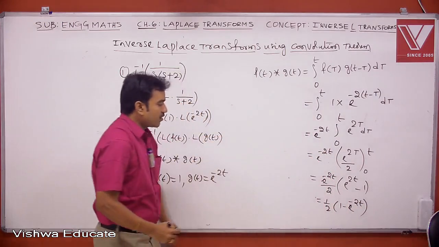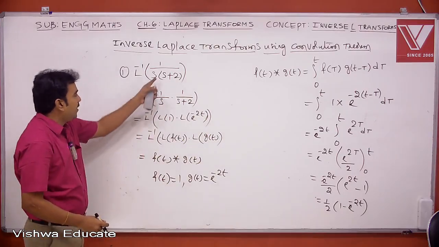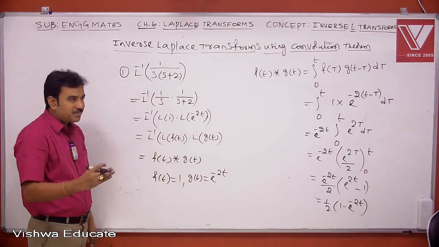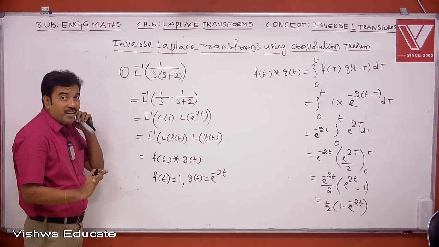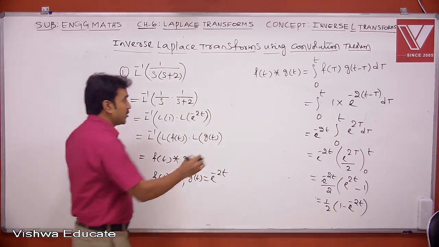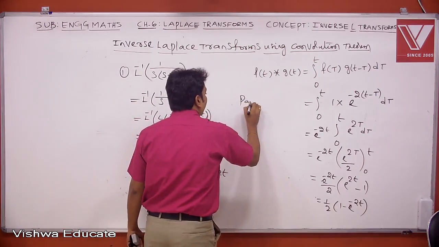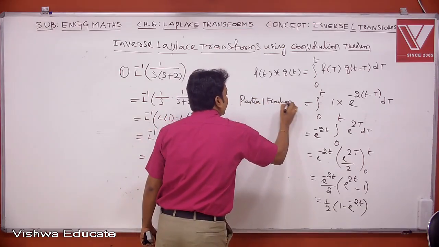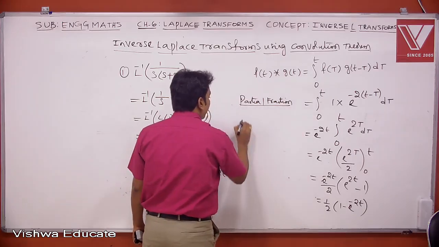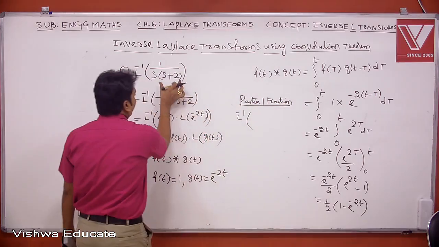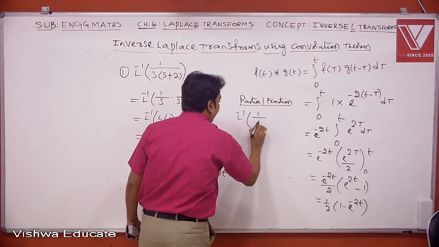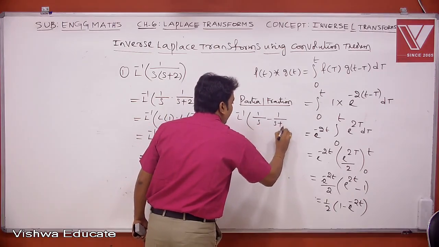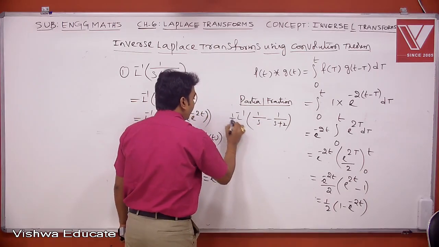So this is the inverse Laplace transform of this function using the convolution theorem. We can manage this very easily by using partial fraction expansion. When you go the partial fraction expansion way, it's simply a two-line step. L inverse of 1 by s into s plus 2, I can write like this: 1 by s minus 1 by s plus 2, multiplied with 1 by 2.